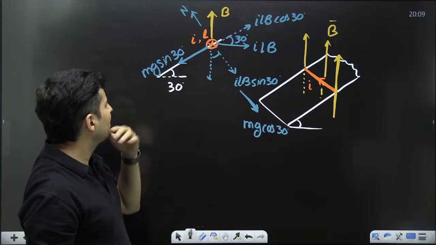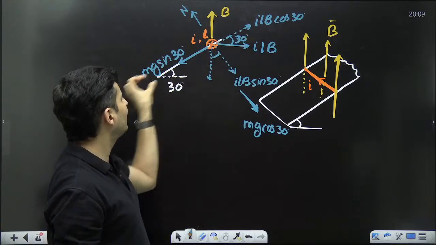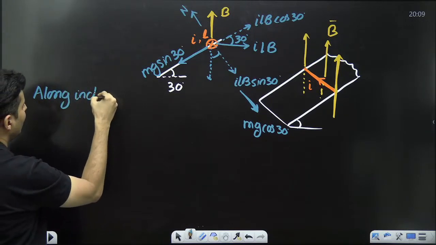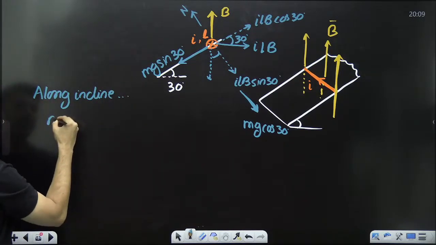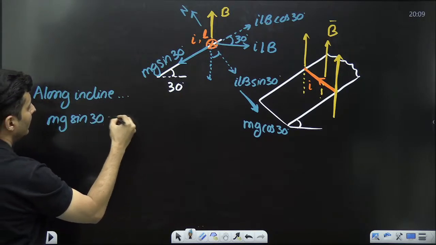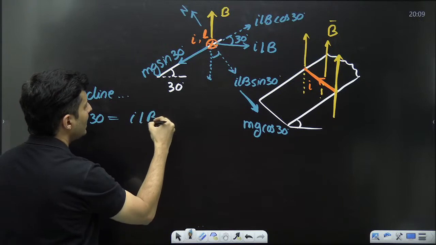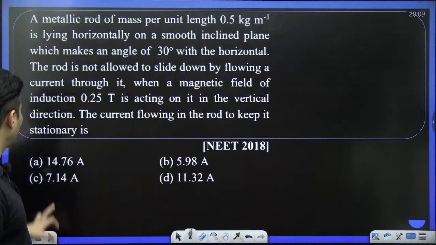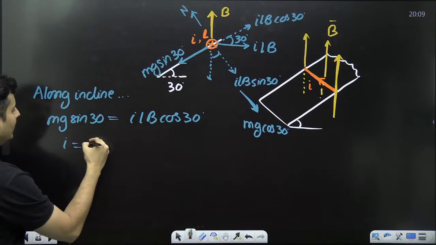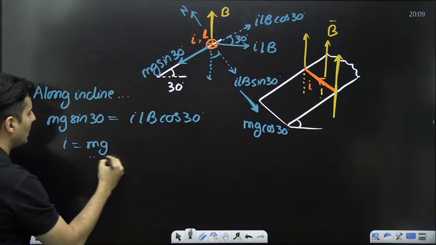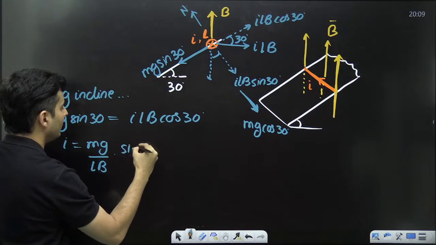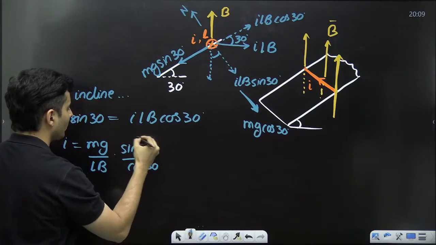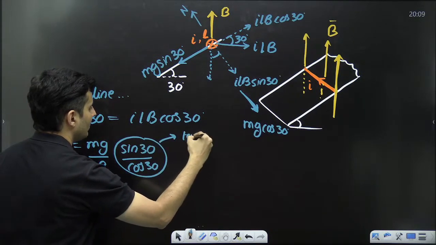Now which forces will I balance? I think along the incline. Along the inclined plane, mg sin 30 component is balancing the ILB cos 30 component. I want the current: what is the current to keep it at rest? So the current is mg, with L and B also below, and sin 30 by cos 30, which in the next step will be tan 30. This whole thing is basically tan 30.